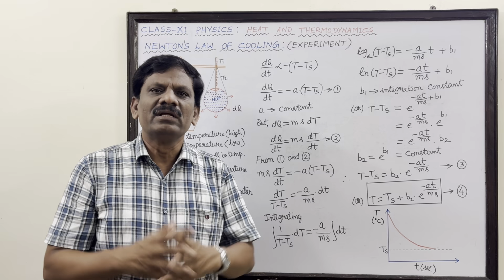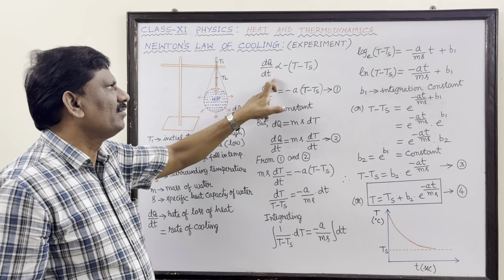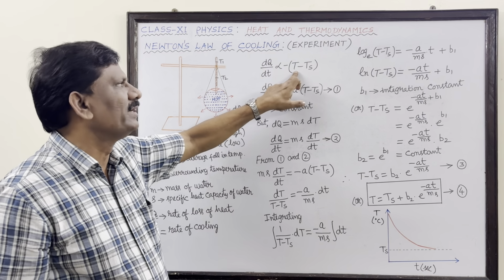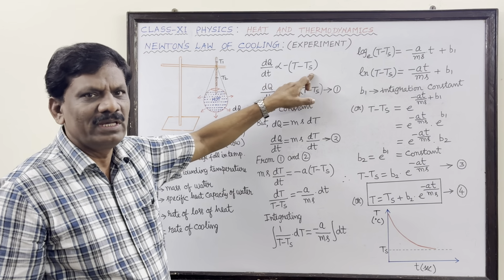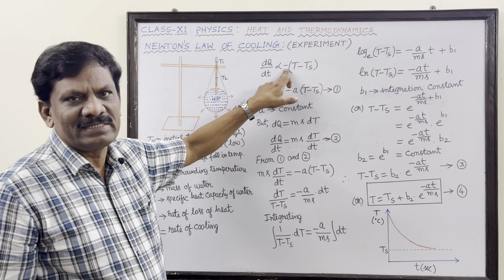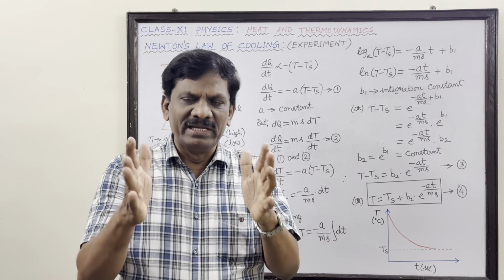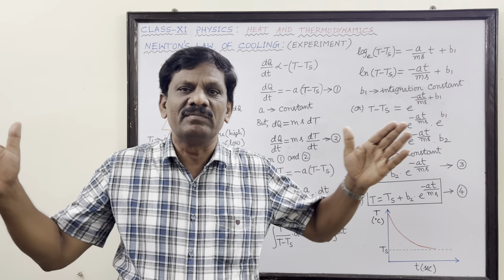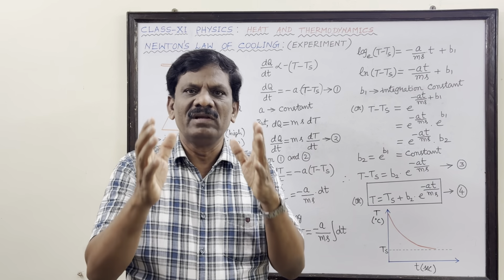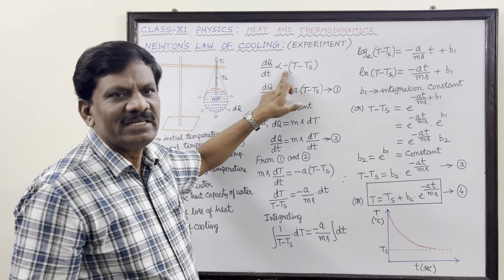Now according to the statement of Newton's law of cooling, this rate of cooling is directly proportional to the difference in temperature between the body and the surroundings. Now this T minus Ts has a negative sign. Why is there a negative sign? Because initially, at the beginning, more quantity of heat will leave the system, and as time proceeds, the quantity of heat leaving the system will be reduced. Continuously it will be decreasing. That is why a negative sign is introduced here.